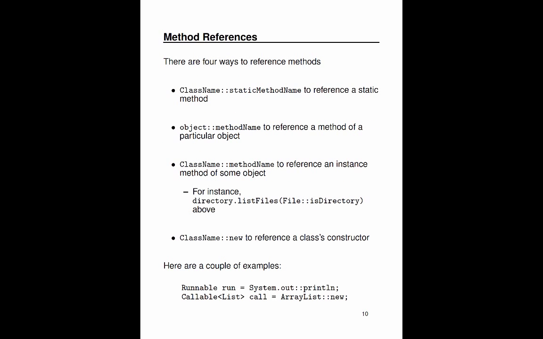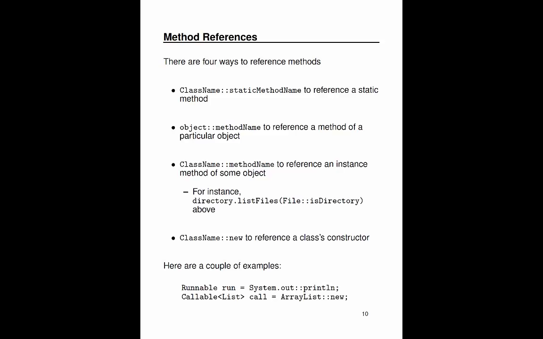There are four ways to reference methods when using that syntax. If you want to reference a static method, you can say class name :: the name of the static method. You can also reference a method on a particular object, where you have a reference to that object, so it's in a local variable, or maybe it's in a field. And so you say the name of that local variable :: method name. You can also use this syntax, as we just saw, to refer to an instance method on some object, like we just said, File::isDirectory. And you can also reference a class's constructor using the name of the class :: new.